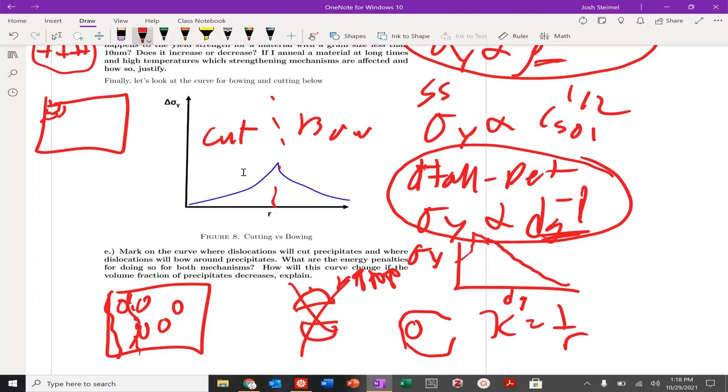How will this curve change if the volume fraction of the precipitates decreases? So if my volume fraction decreases, I'll have fewer particles to cut. So actually, this radius may move further to the right. So I may be cutting more because I'm creating less surface area.